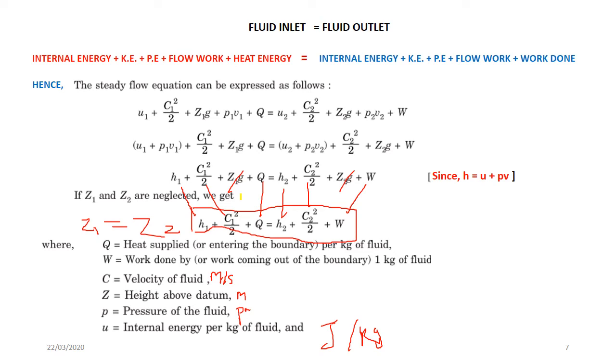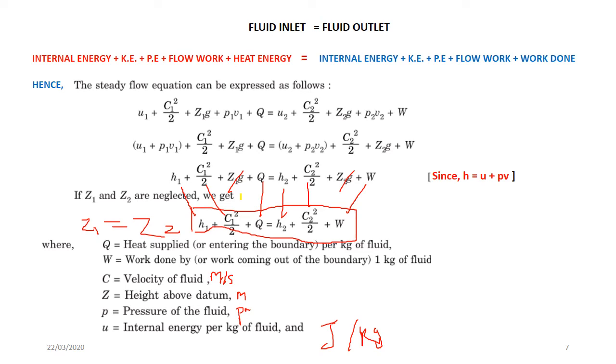So this is the derivation of the steady flow energy equation. The main equation is H1 plus C1 square by 2 plus Q equal to H2 plus C2 square by 2 plus work done, when the heights are the same. When the heights are not the same, we have to use the previous equation. So now we know what the steady flow energy equation is. First of all, we learned what steady flow is: the flow where the fluid flow does not change with respect to time. Then we derived the equation step by step and arrived at the final equations.